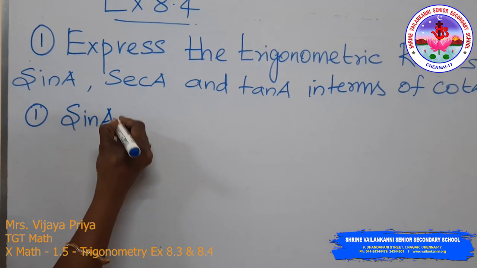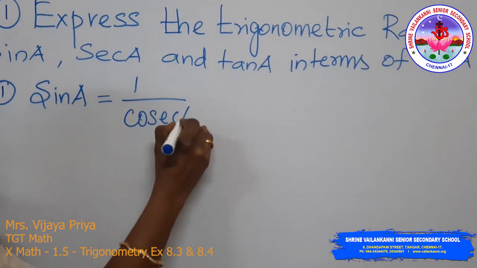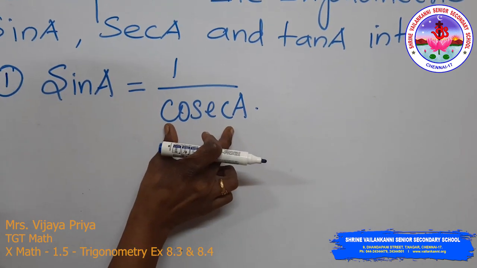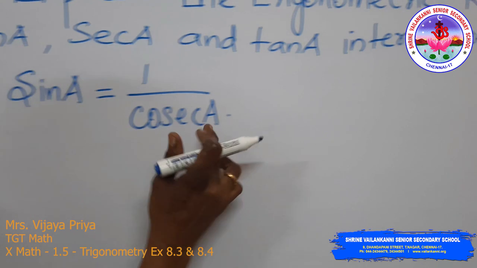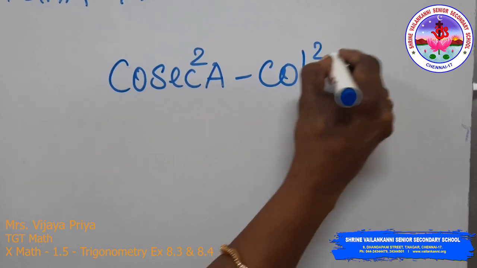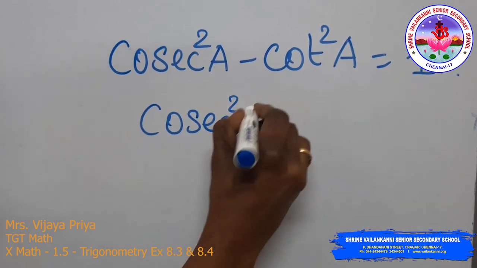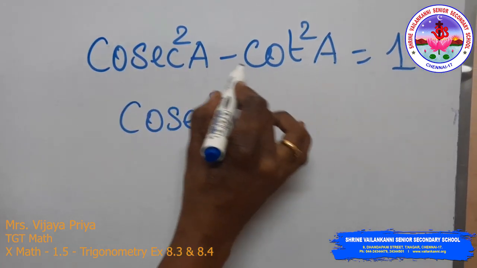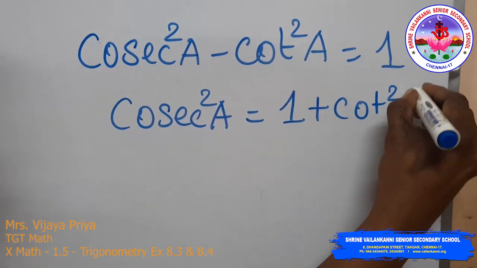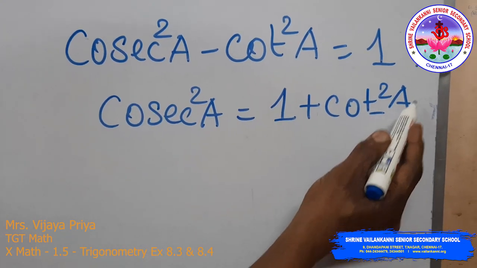The first function is sin A. Sin A is equal to the reciprocal of cosecant A, where cosecant A can be found by using the identity cosecant squared A minus cot squared A is equal to 1. Cosecant squared A is equal to, bringing my minus cot squared A to the other side, 1 plus cot squared A. So, I got cosecant squared A is equal to 1 plus cot squared A through my identity.